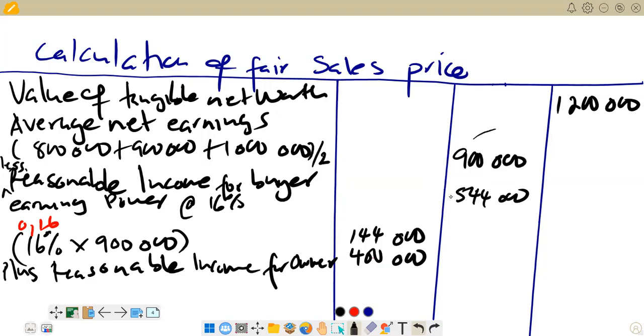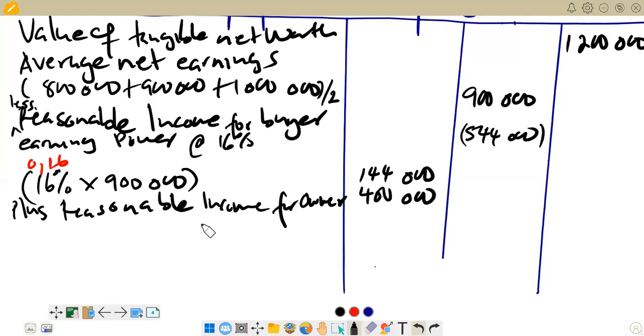So basically, we can show by brackets that we are subtracting: 900,000 minus 544,000. So you can just try to calculate that one. The answer is supposed to come just beneath there. If you say 900,000 minus 544,000, you're going to get 356,000. This is a positive figure since 900,000 is greater than 544,000. Then this figure we now call the extra earning power of the business.